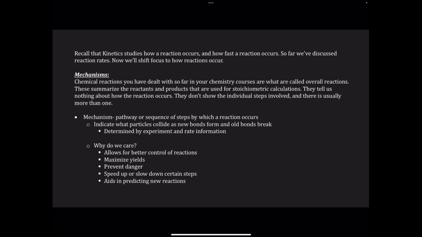So why do we care about mechanisms? Why are we studying these? The reason we study mechanisms is because they allow for better control of reactions. They help us to maximize our yields. They help us prevent danger. We can speed up or slow down certain steps if we understand what's going on in those steps, and they aid in predicting new reactions.